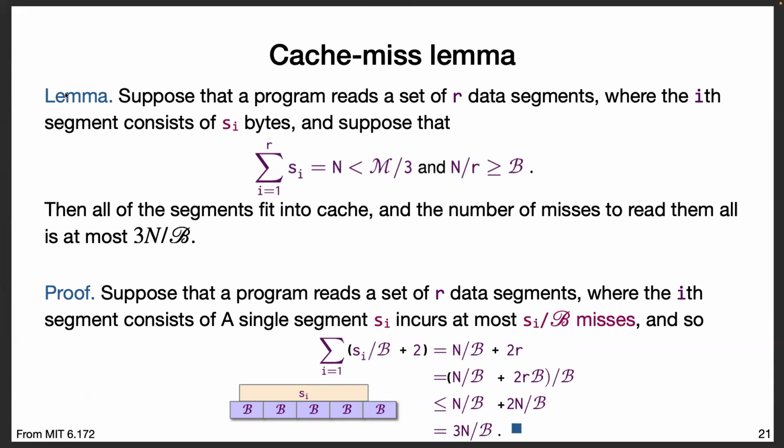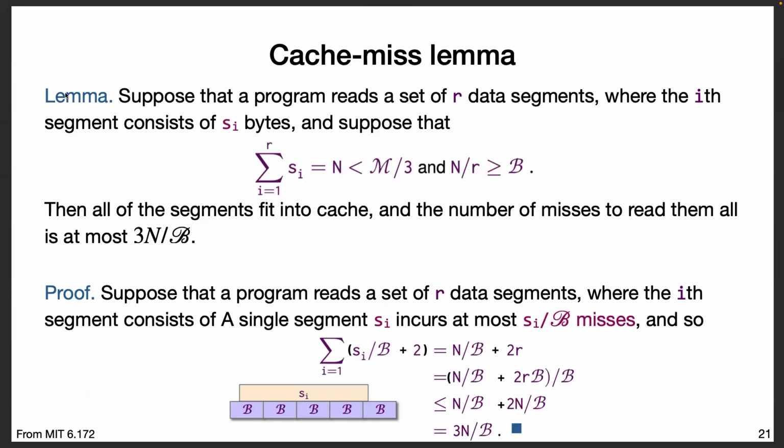For example, if you read just one contiguous array of size n, that takes order n over B cache misses. It's actually bounded above by n over B plus 2, because you might have stuff that exceeds on the end, but the main part is n over B.